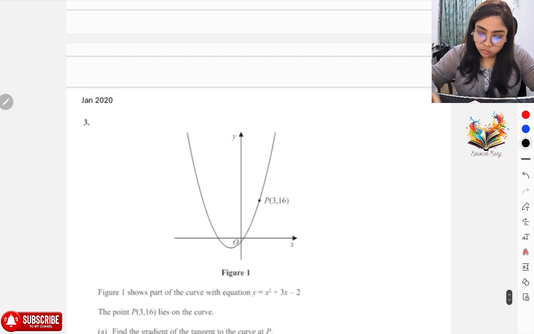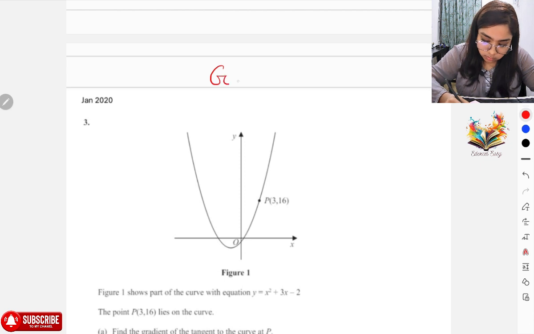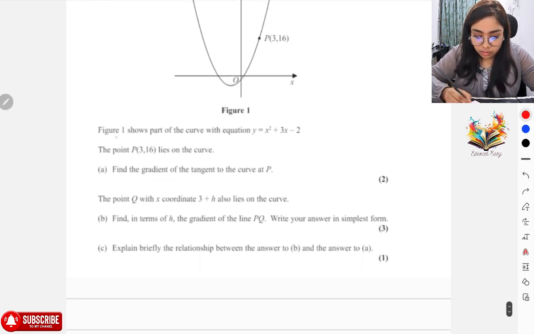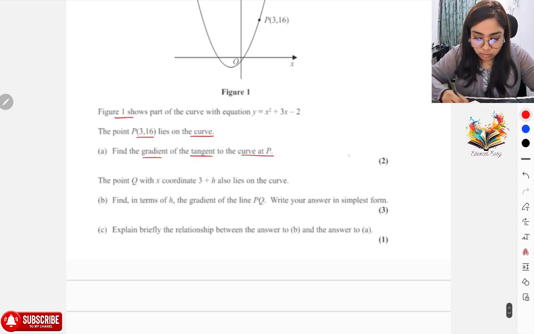Okay, so we are starting with graphs. Now in the first graph, I can see this is a quadratic graph. Another thing I can see is that this is a positive quadratic graph, or happy quadratic graph, or minimum point quadratic graph. This is the minimum point, right? Now it says that figure 1 shows a curve with equation x squared plus 3x plus 3, where a point (3, 16) lies on the curve. We need to find the gradient of the tangent to the curve at that point.